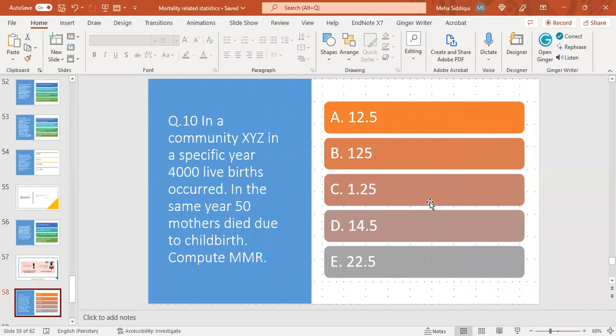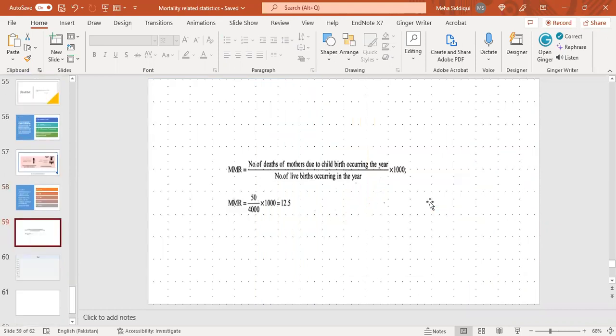MCQ number 10. In a community XYZ in a specific year, 4,000 live births occurred. In the same year, 50 mothers died due to childbirth. Compute maternal mortality ratio. 12.5, 125, 1.25, 14.5, 22.5. A is the right option, that is 12.5. For this, we kept the number of maternal deaths as numerator, that is 50, over 4,000 live births multiplied by 1,000, and we get 12.5.